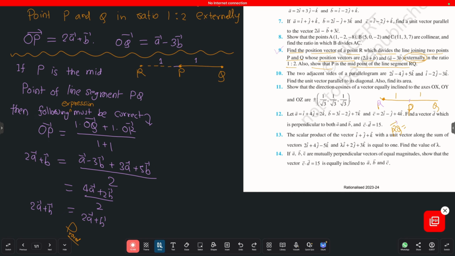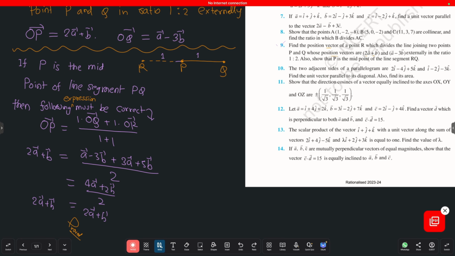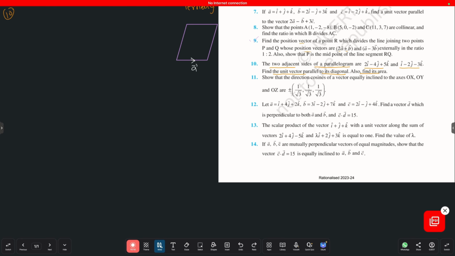Next question, number 10. Yesterday I did not do this. Yes, it's your homework. This is A vector and this is B vector. Then what is its diagonal? Diagonal will be A vector plus B vector. You can say this is parallelogram ABCD. So what is given here?